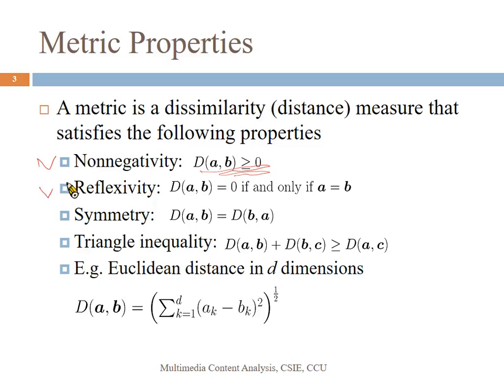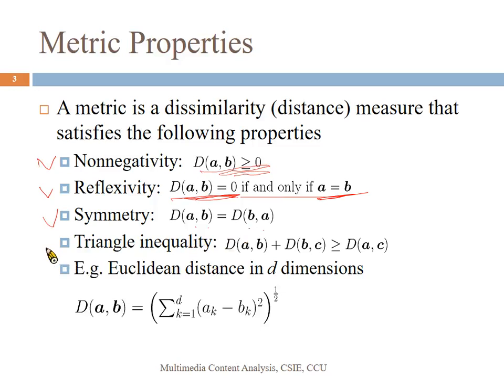The second one is identity. That means if the distance between two vectors is equal to 0, that can happen only if these two vectors are totally equal. Okay, so only if these two vectors are totally equal can the distance between them be 0. The third one is symmetry. So the distance between A and B should be equal to the distance between B and A. So this is called symmetry.